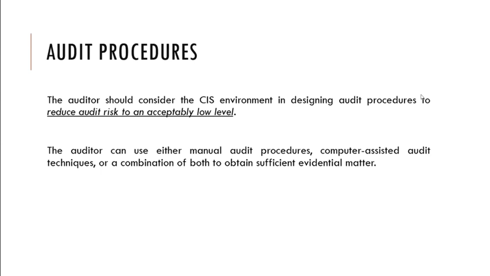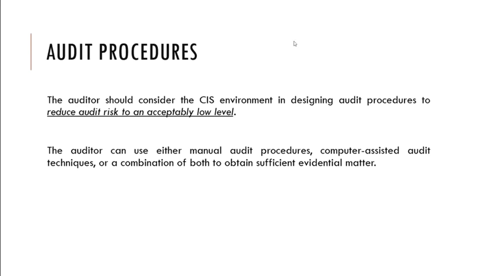Even if your audit client is into CIS, you can still use some of the manual audit procedures, or you can use CAATs or a combination of both. Because when we say CAATs, you need to buy the software. So for example, if you are just a small audit firm and cannot afford CAATs, you can also do manual audit procedures, tailor-fitted so they suit auditing computers.